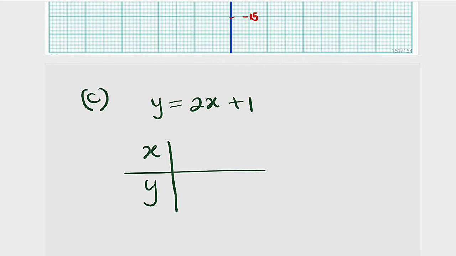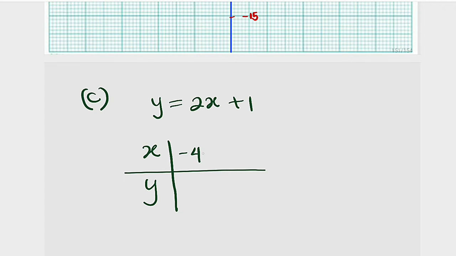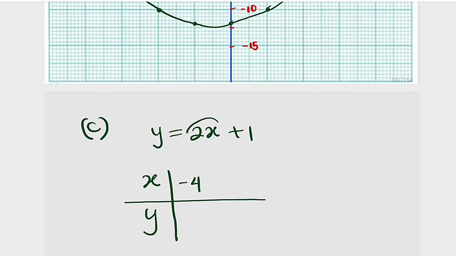All right. Let me choose a point on the left-hand side, maybe -4. If x is -4, we have -4 times 2, that is -8, and -8 plus 1 will give us -7. So y will be -7. And don't forget, we have another important point, which is the y-intercept. That is exactly where the line crosses the y-axis, and it is at x equal to 0. So if x is equal to 0, we have 2 times 0, which is 0, plus 1 is 1. So 1 is the y-intercept, and you can clearly see that here.